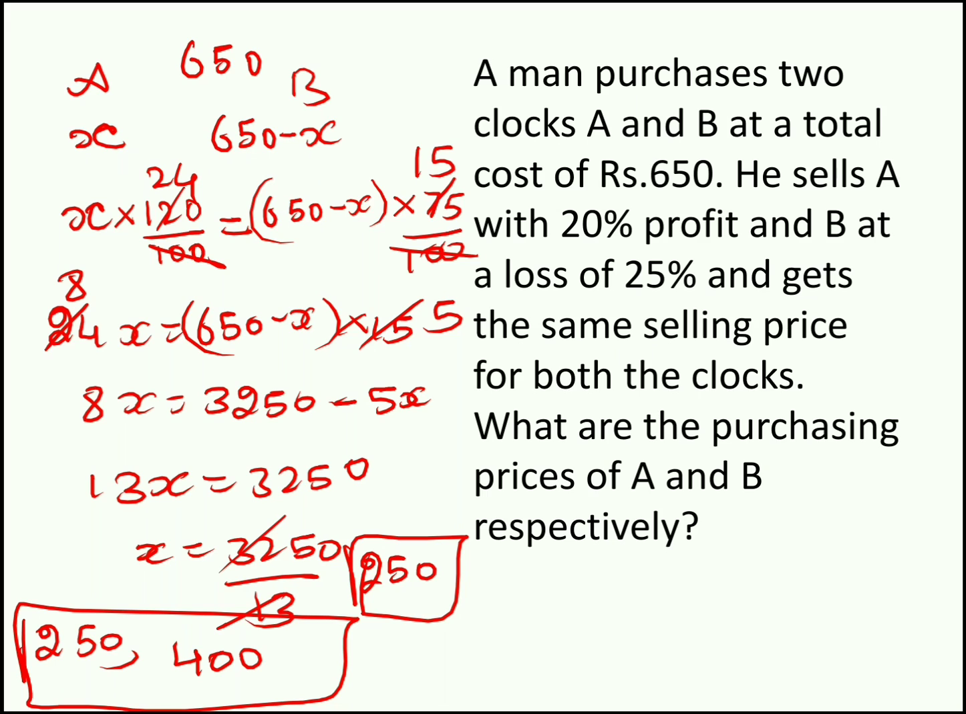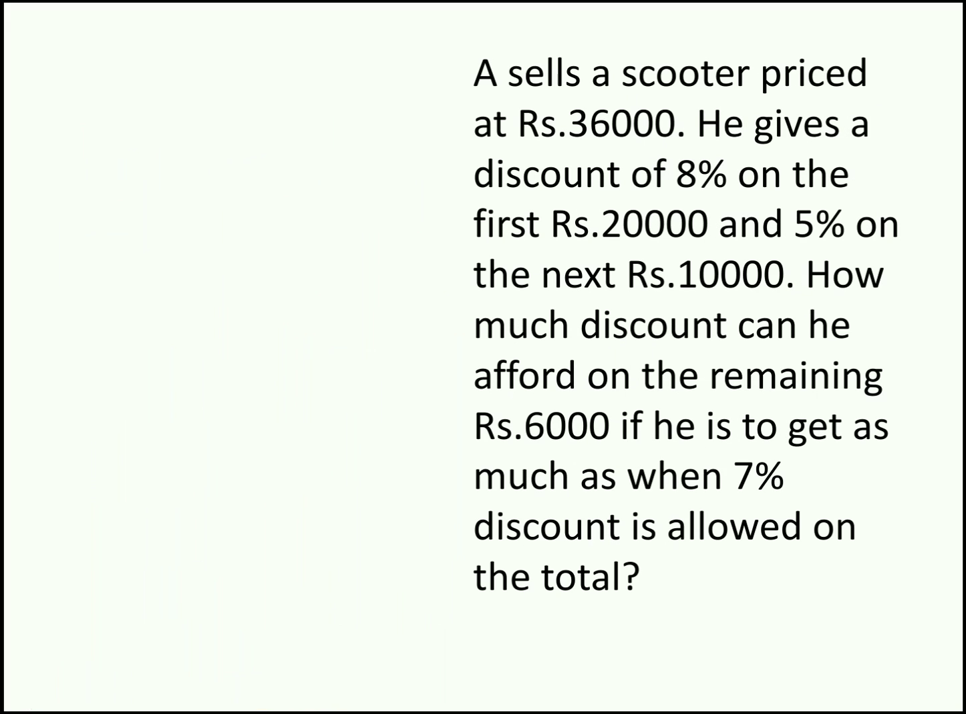Now moving to our 8th question. A sells a scooter priced at rupees 36,000. He gives a discount of 8% on the first rupees 20,000 and 5% on the next rupees 10,000. How much discount can be offered on the remaining rupees 6,000 if he is to get as much as when 7% discount is allowed on the total?